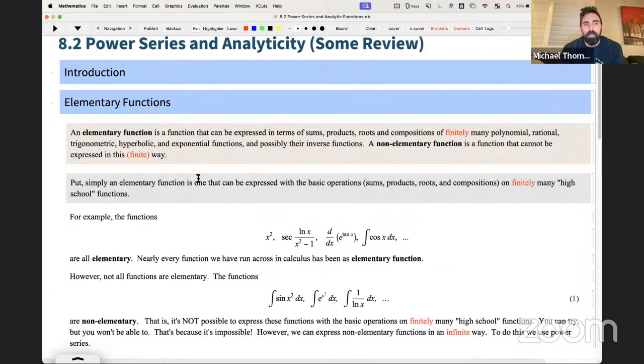Okay, so what is an elementary function? Well, an elementary function is one that can be expressed in terms of the operations: sums, products, roots, compositions. Essentially, these are all of the operations we've been working with since algebra.